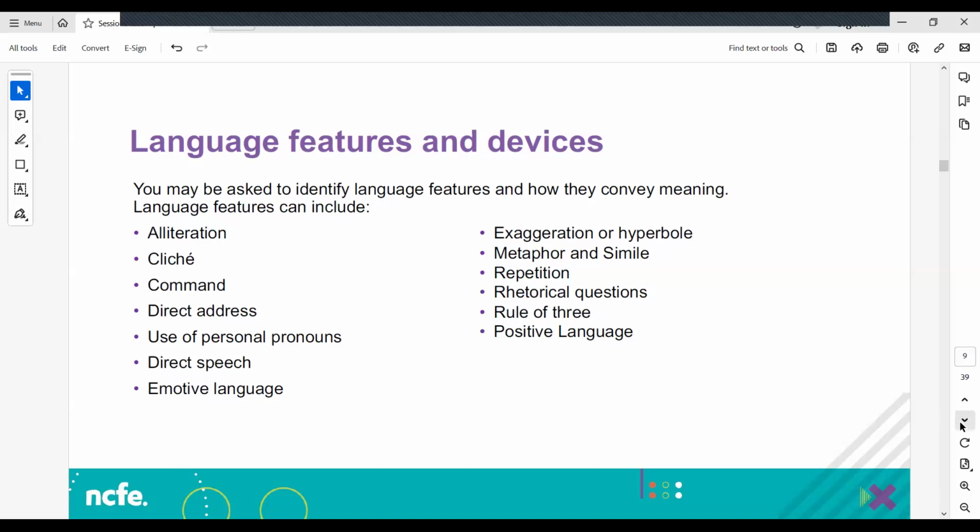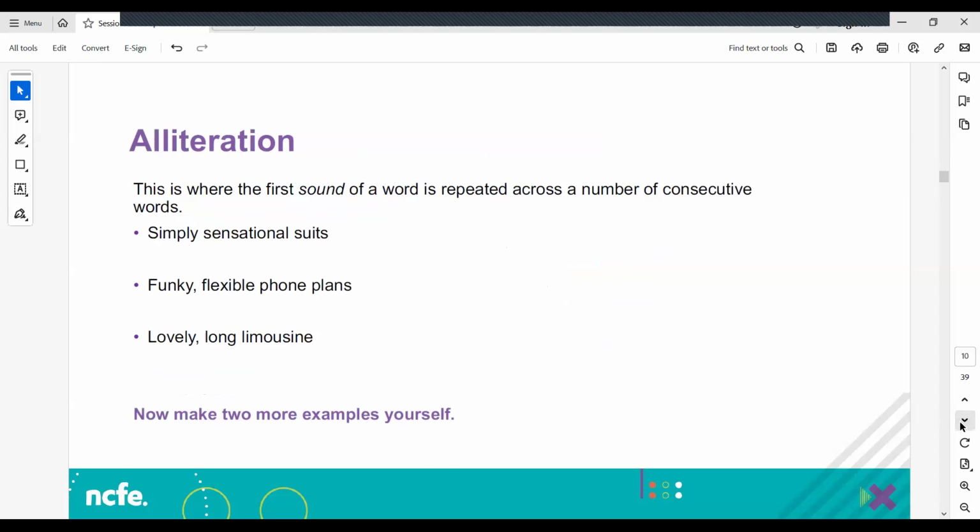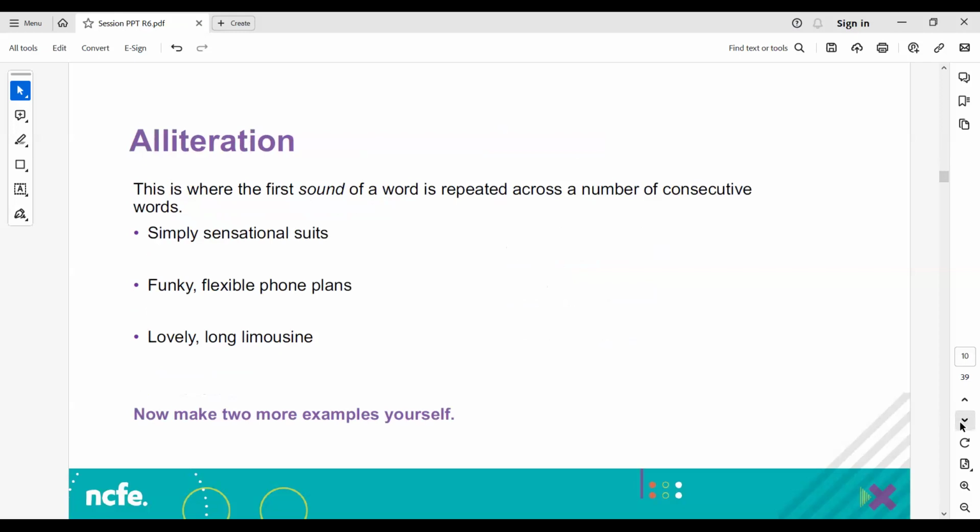Okay, let's have a look then. So alliteration is where the first sound of a word is repeated across a number of consecutive words, so in the sentence or phrase. So it's the sound, not the letter. So it's about how it sounds out loud or in your head when you're reading it, not what it looks like. It's the sound. So simply, sensational, suits. So you can hear that repeated S sound there.